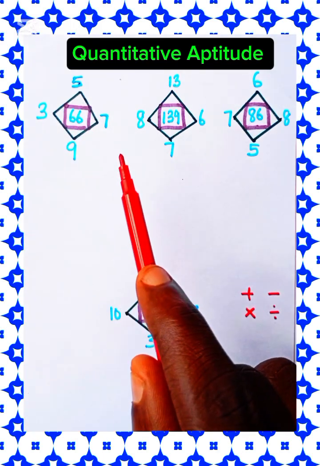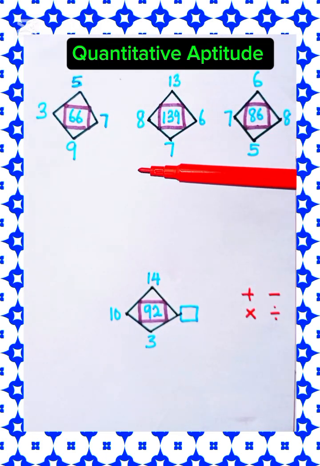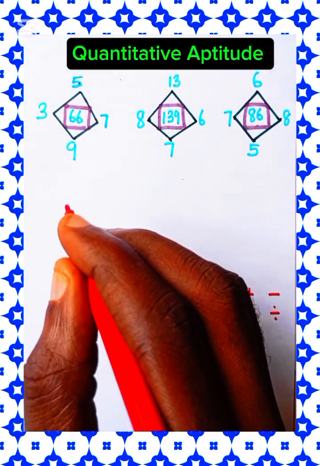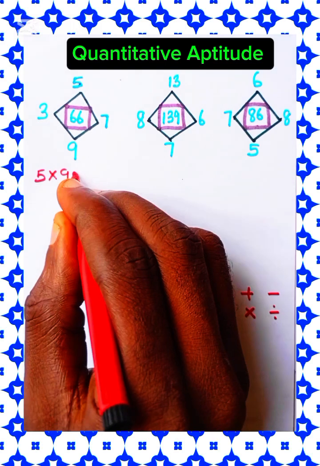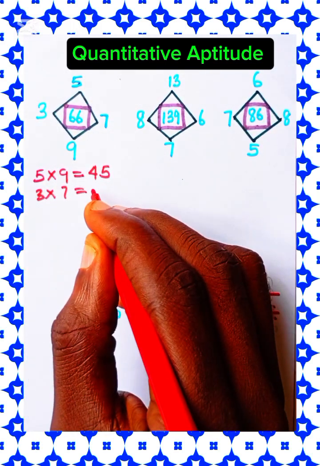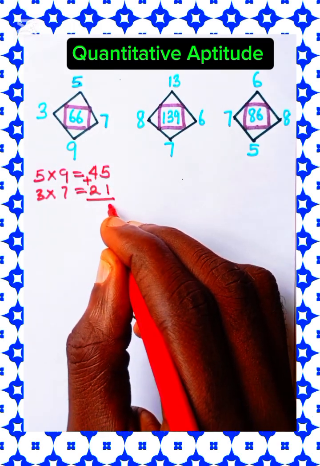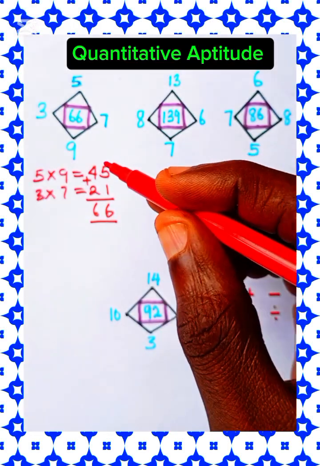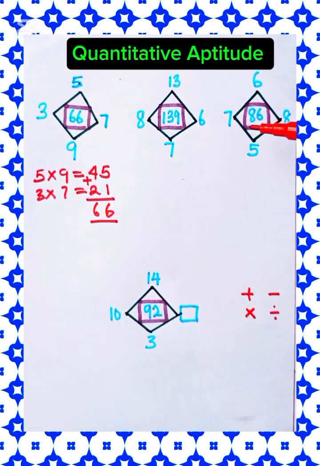Suppose we combine two numbers by multiplying and adding up the total results. So let's check this first sample. Suppose we have 5 times 9, that will give us 45. Then 3 times 7, which is equal to 21. Let's add up the two results. 5 plus 1, that's 6. 2 plus 4 is 6, which is 66. And that gives us the middle value. So we don't conclude yet that we've got the procedure until we check for the other problems.